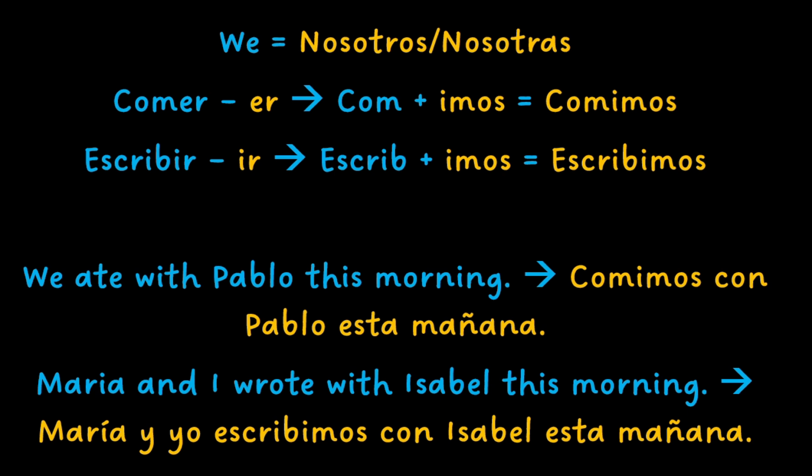We in Spanish is nosotros or nosotras, and to conjugate this we drop the ER and IR endings and add IMOS. So to say we ate, comer becomes comimos, and to say we wrote, escribir becomes escribimos. We ate with Pablo this morning is comimos con Pablo esta mañana. Maria and I wrote with Isabel this morning is Maria y yo escribimos con Isabel esta mañana.